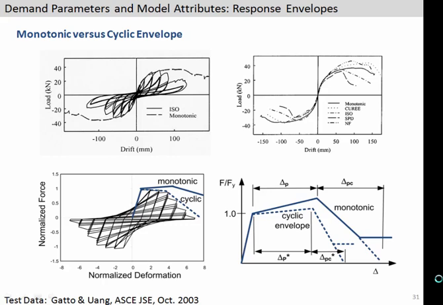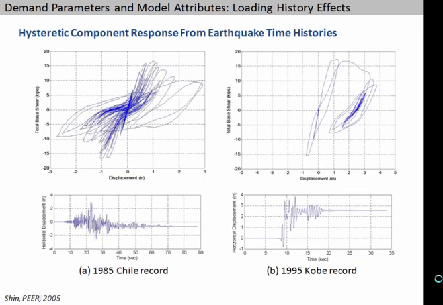So shown in the upper right of this slide are some examples. Qiaoming Wang tested some, these are wooden shear walls, but they demonstrate that for different cyclic loading protocols, you in fact get very different cyclic envelopes. And just to be aware of that when we're developing our models.